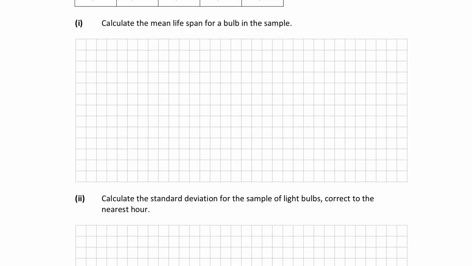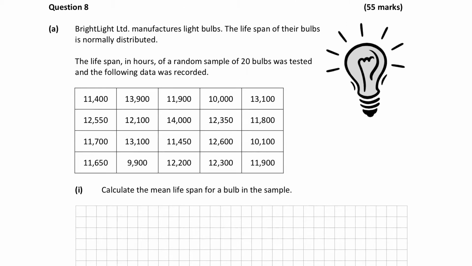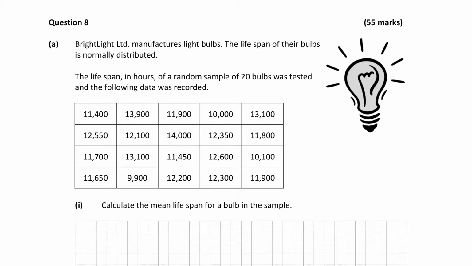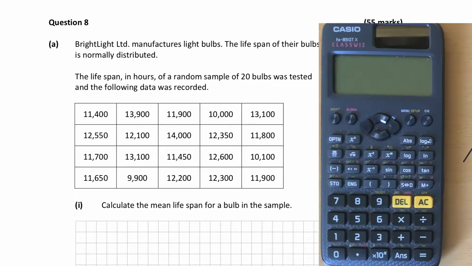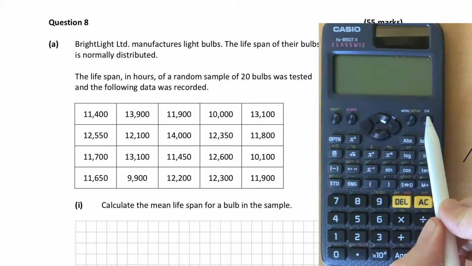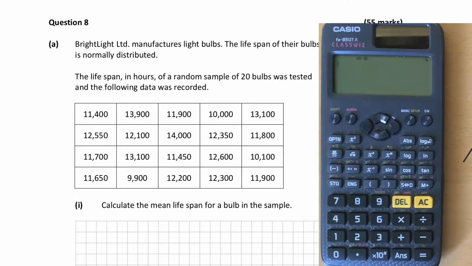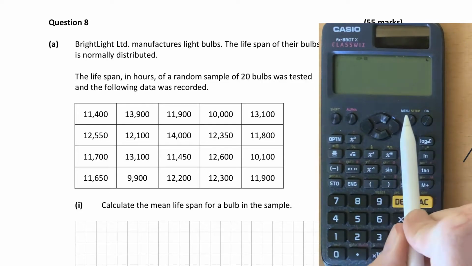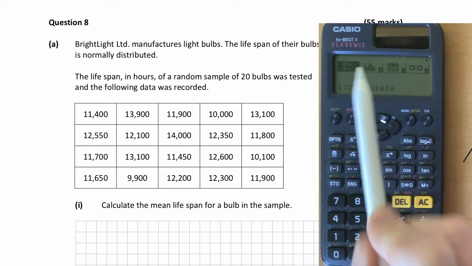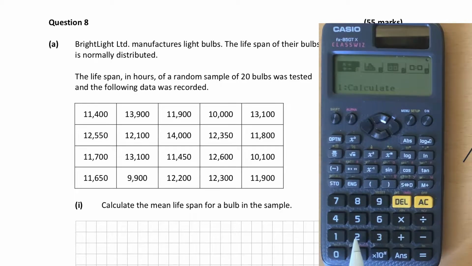Okay. So because it's asking for the mean and it's asking for the standard deviation, I'd advise you there to save time and just put them all into the calculator as one. So what we're going to do is we're going to just turn on the calculator there. So just turn the calculator on. And we need to go to menu. And we go across there to the second option, which is statistics.